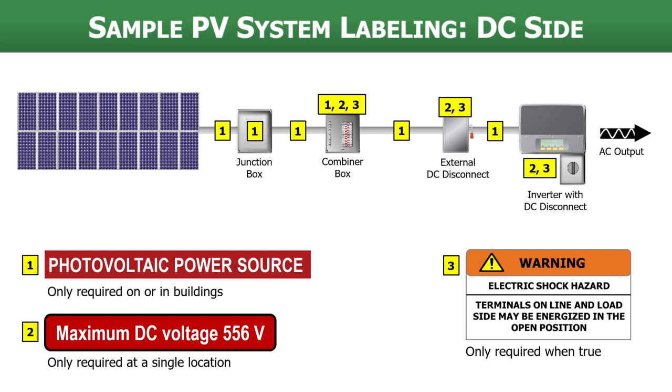Label number 2, maximum DC voltage. That's only required at a single location. Maybe it's on an external DC disconnect. Maybe it's just on the inverter. And then label 3 is one of the warning electric shock hazard labels. Specifically, that's the line and load side may be energized. We say this label is only required when it's actually true, and that's going to be on the DC side.